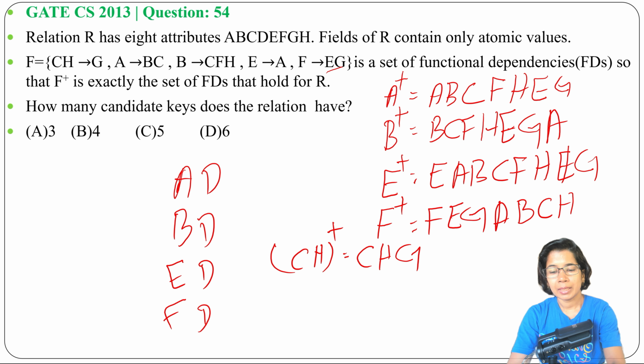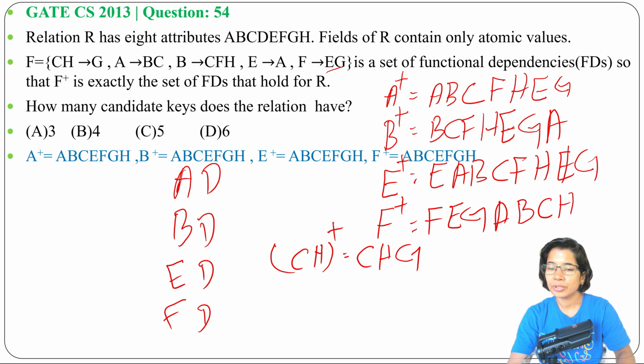As A, B, E, F positive closure contain all attributes except D, and in the functional dependencies there is no chance of getting D. There is no functional dependency on D. That's why we need to add D with A, B, E, F so that we can get all the attributes. Hence candidate keys can be AD, BD, ED, FD. We got 4 candidate keys. That's why the answer will be option B, 4.